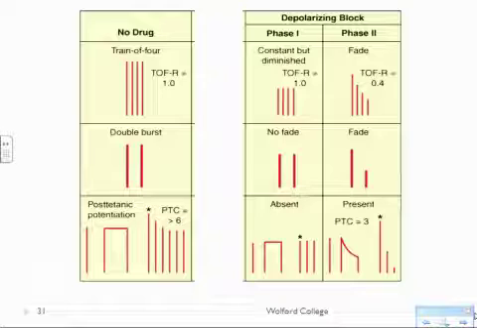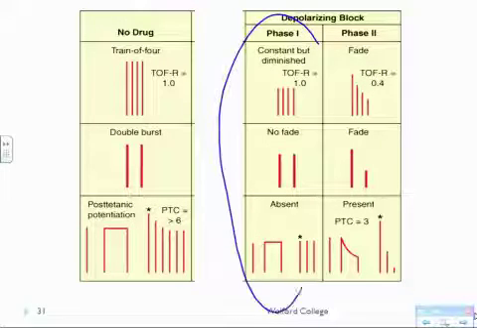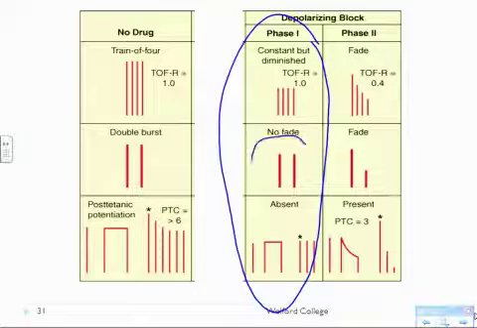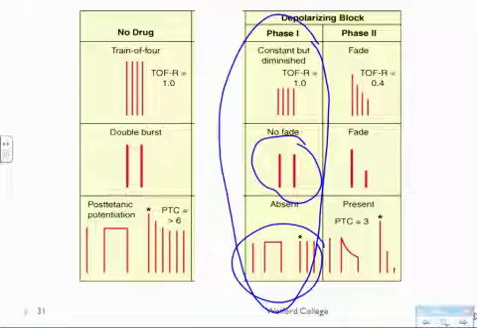So here's what you end up seeing in the textbooks. The textbooks will give you this kind of thing. They'll give you the depolarization blocks. In phase 1, you'll get train of 4, which is diminished, but has no fade at all. Okay, there's no fade in double burst stimulation, and there's no post-tetanic potentiation after the dosing with a normal phase 1 blockade. Okay. Does that make sense now?